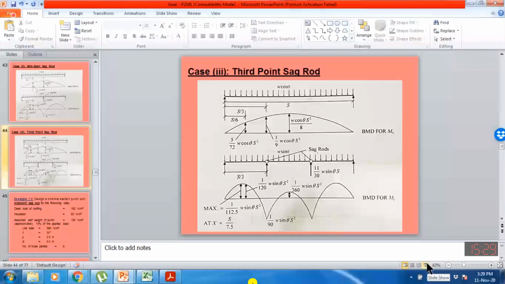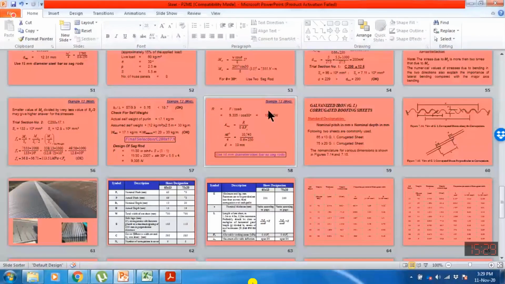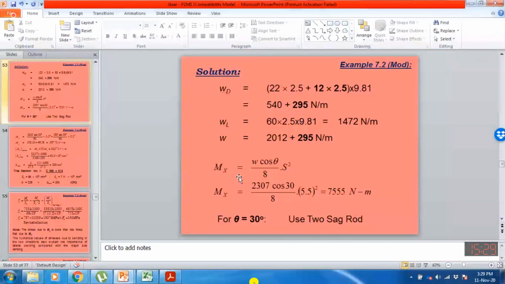So from this page number 80, Mx will be omega cos theta by 8 into s square. For Mx, we have to assume total load. So total load including self weight, dead load, and live load will produce the moment about the x-axis. But about the y-axis, we need to deal with the self weight separately and the total gravity load separately. So total load 2012 plus 295 will produce the moment about the x-axis, which is 7555.